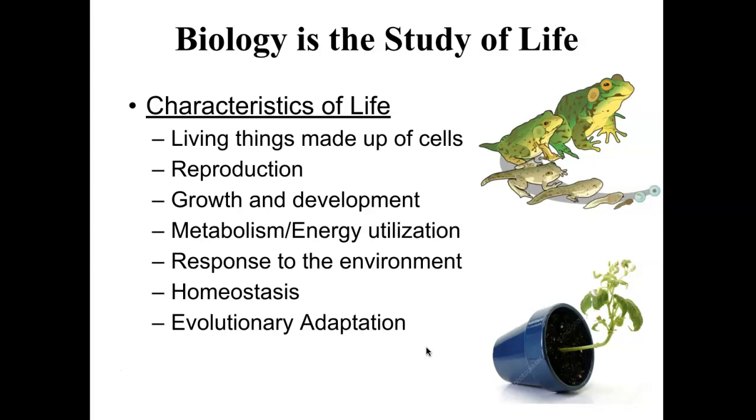Number one, living things are made up of cells, at least one. So it can be a unicellular organism, for example, a bacteria, or multicellular organisms like frogs, like you. All living things must be able to reproduce, so either asexually or sexually.